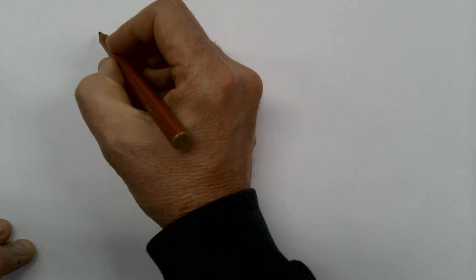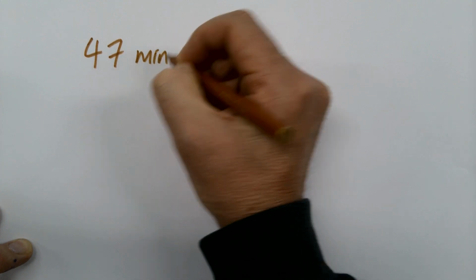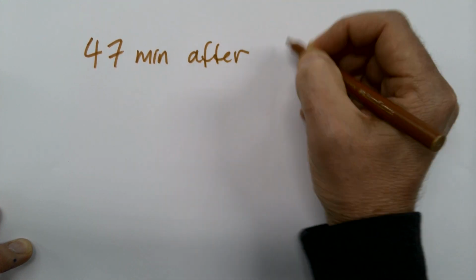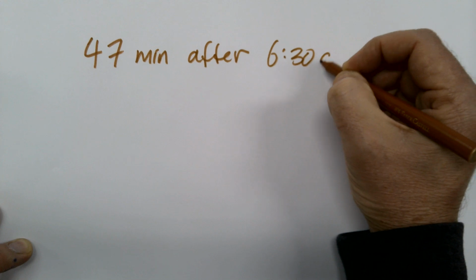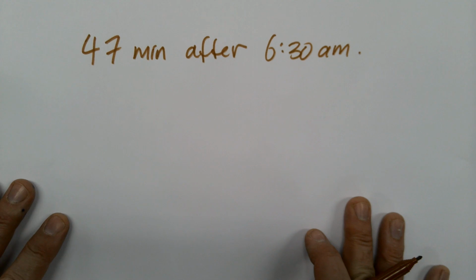All right, so let's think of one here. Let's say I want to know what time is it 47 minutes after 6:30 a.m. Now you might be able to do that in your head. I hate doing things in my head. I'd rather do it on paper. So I'm going to show you a way to do this on paper that always works.